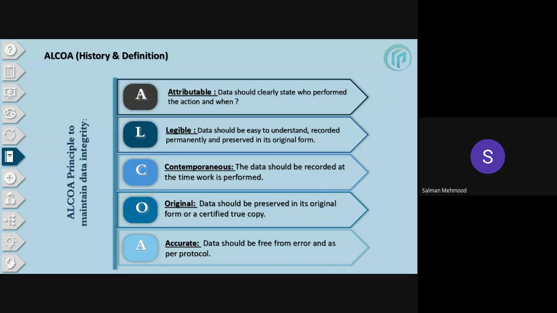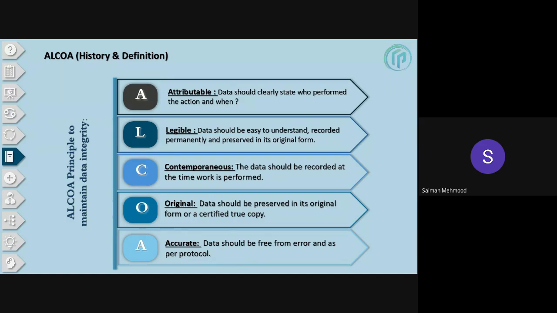The next element is legible. L for legible means the data should be readable and understandable, not just for today, but for years and years. If handwriting is unclear and an auditor misreads a value, the data fails legibility.